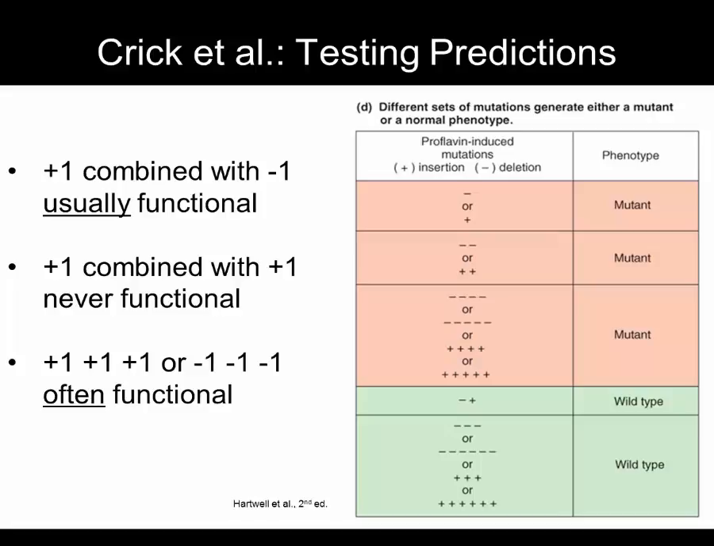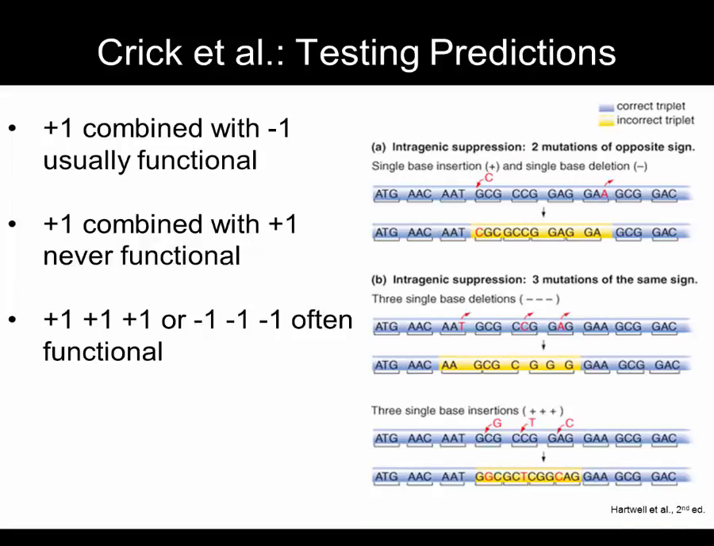Combining mutations with the same sign would work in multiples of 3, but anything that wasn't a multiple of 3 would still be mutant. This data is consistent with codons being 3 nucleotides long. Inserting 1 or 2 nucleotides would throw off the reading frame, but inserting 3 nucleotides just adds one more full codon. Likewise, 1 and 2 nucleotide deletions mess with the reading frame, but 3 nucleotide deletions just shorten the protein by 1 amino acid.